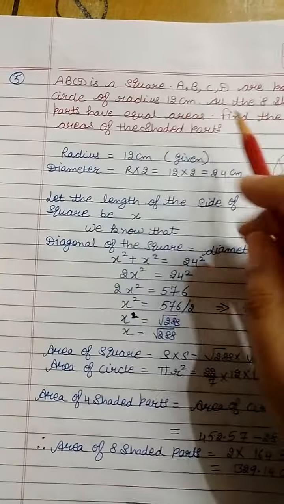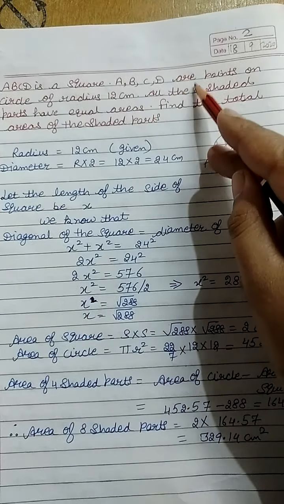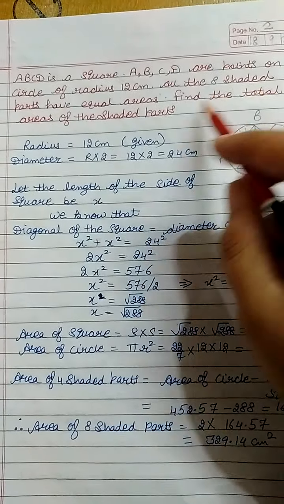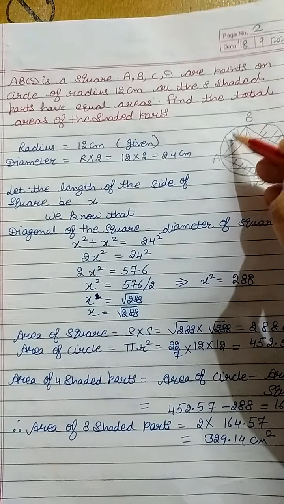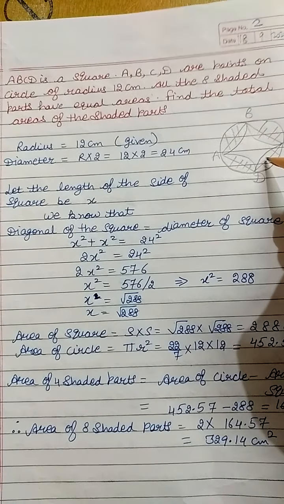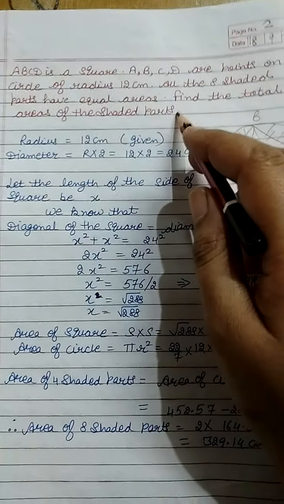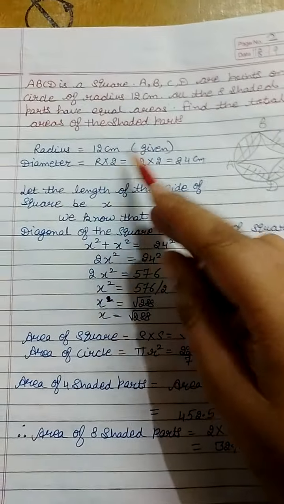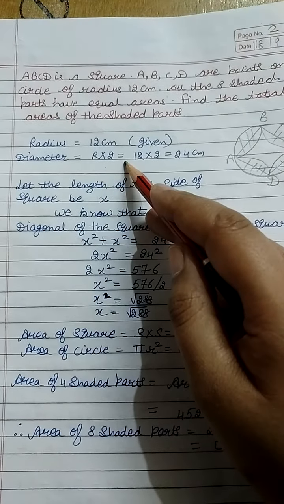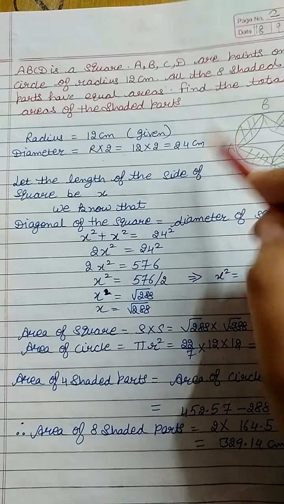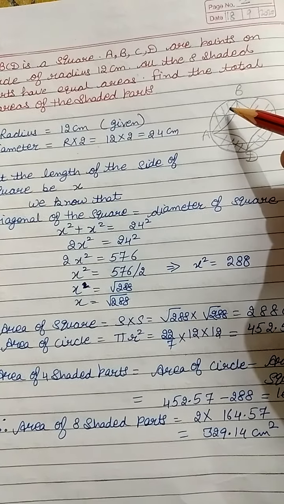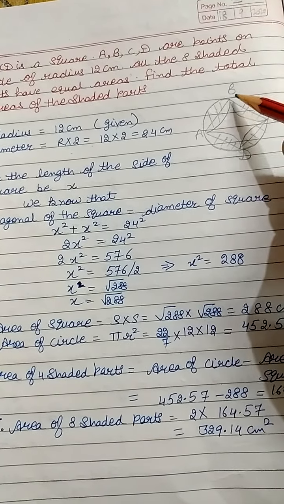The next question is: ABCD is a square and A, B, C, D are points on a circle of radius 12 centimeter. All the 8 shaded parts have equal areas: 1, 2, 3, 4, 5, 6, 7, 8. You have to find the total area of the shaded parts. Here you may see the radius is 12 centimeter and the diameter is 2 multiplied by radius, that is 24 centimeter. And for that you have to find out the area of this one shaded region portion.